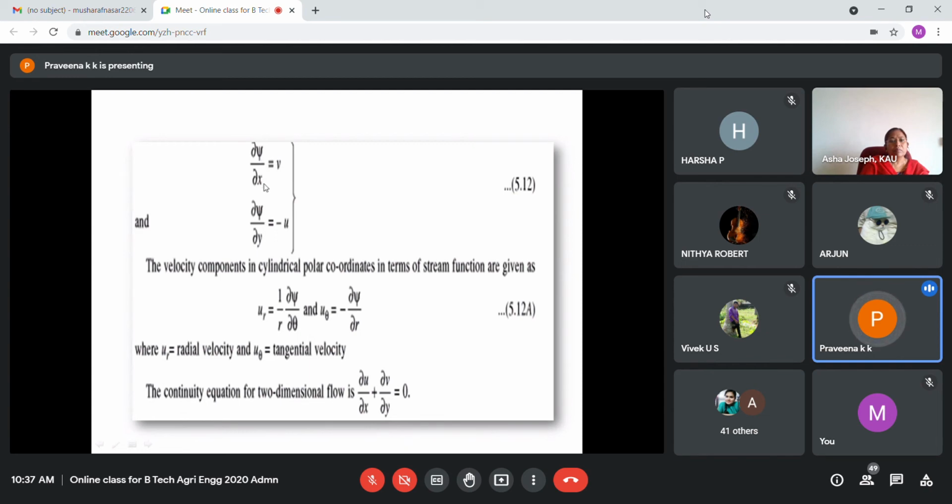Dou psi by dou x will be equal to v. So this stream function, differentiated with respect to x, will give the velocity in the opposite direction. Usually x means it has to come as u here, but in the definition it is at right angles, so it will be v. Similarly, dou psi by dou y will be u, and there is a negative sign also here. Hope it is clear for you now.